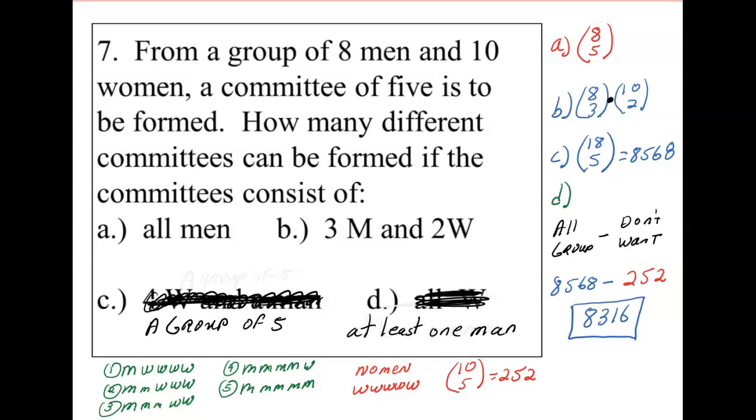Again, this is a little more complicated, and there are 2 ways of doing it. You could do 5 problems in green, or you could use this idea called the complement, where you figure out all groups and you subtract what you don't want.